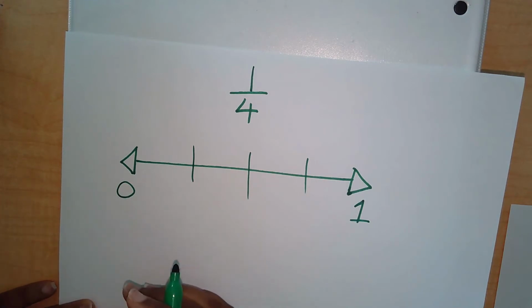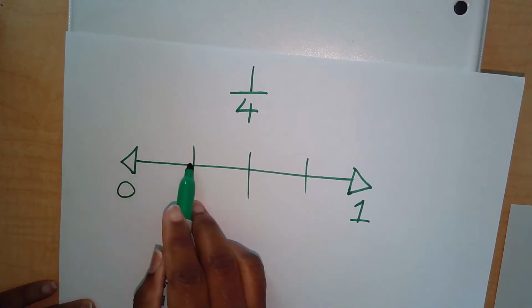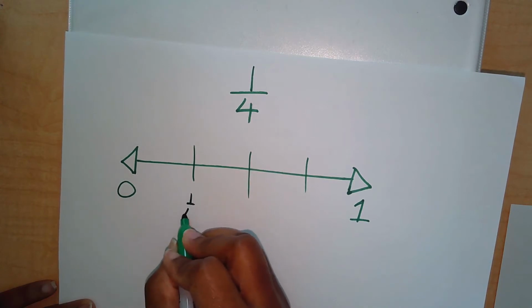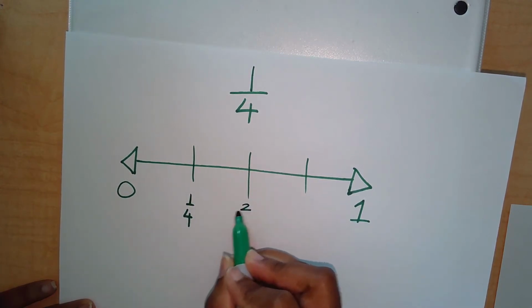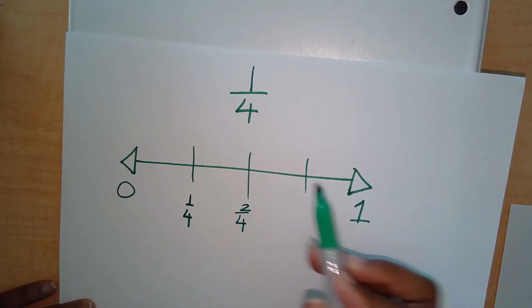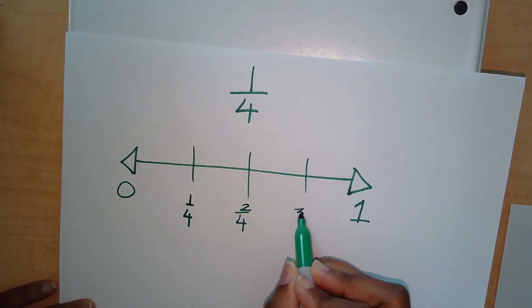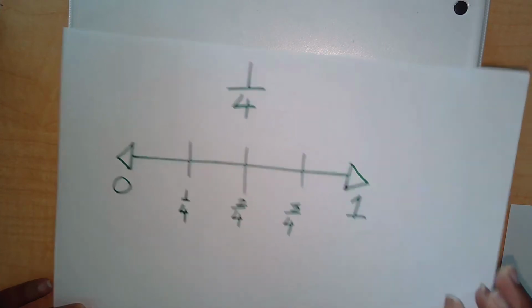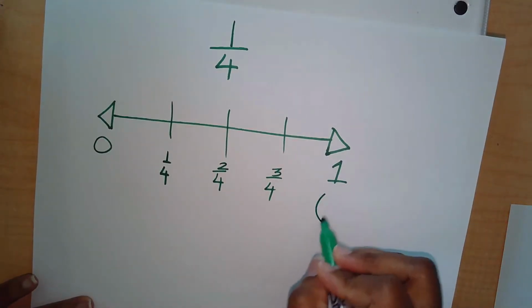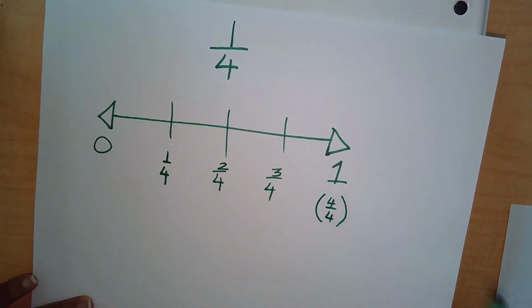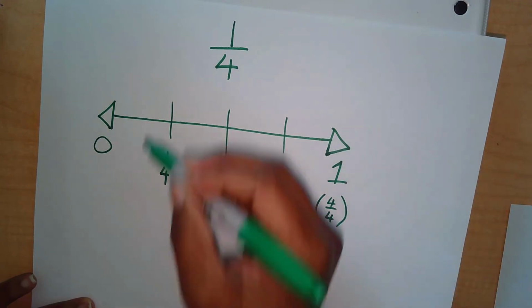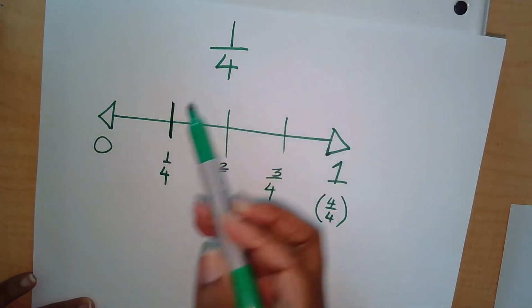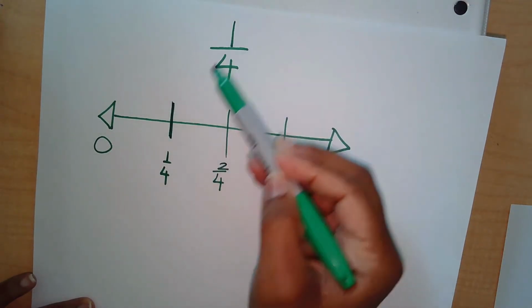So let's count. From here to here would be 1/4. From here to here would be 2/4. From here to here would be 3/4. And from here to here would be 4/4. Do you realize what's happening right there? This represents the whole. Right here is what is being represented for 1/4.